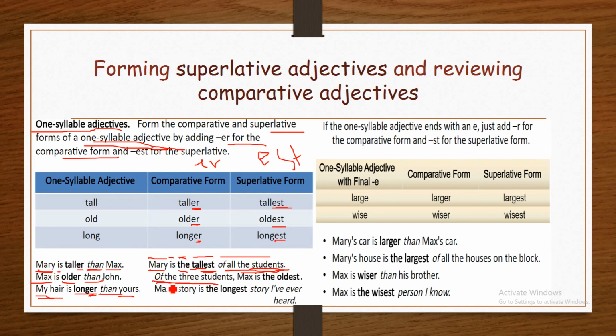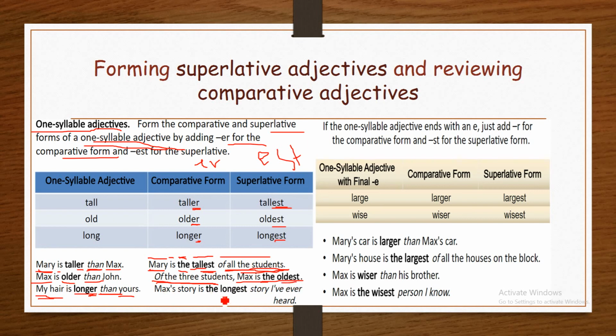A group of three students. Max is the oldest. It means Max is the oldest in the group. You are comparing Max with a group of three students. Therefore, it is superlative. The is always used before superlative adjectives.